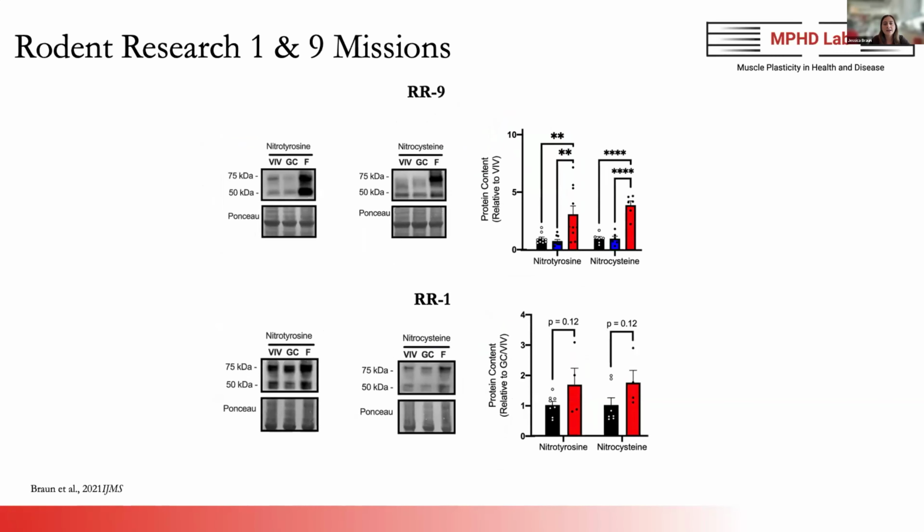Now, SERCA pumps are very highly susceptible to reactive oxygen and nitrogen species, or ROS, and thus we wanted to investigate total ROS content in our samples. So we used the markers nitrocysteine and nitrotyrosine, and we found in both missions quite clear elevations in these protein markers, demonstrating increases in ROS.